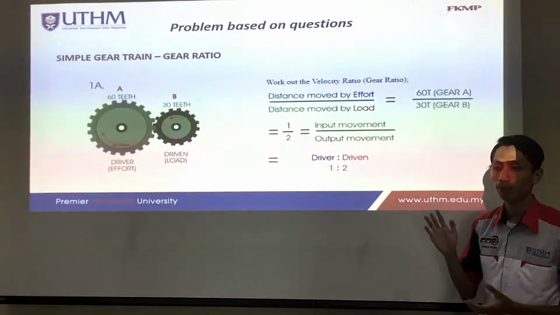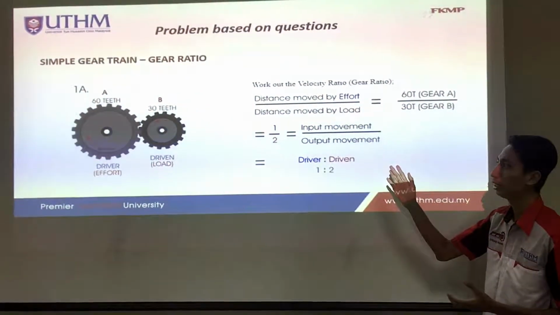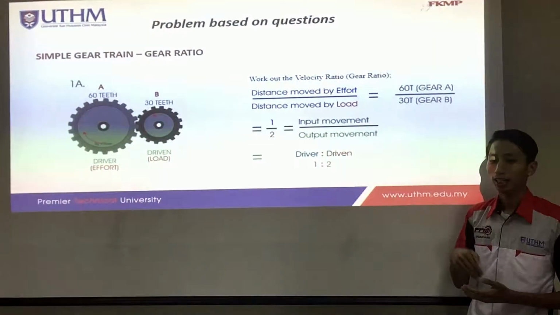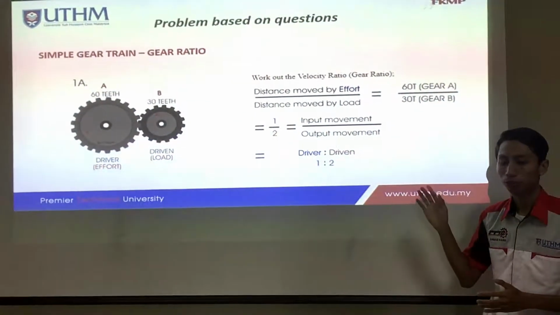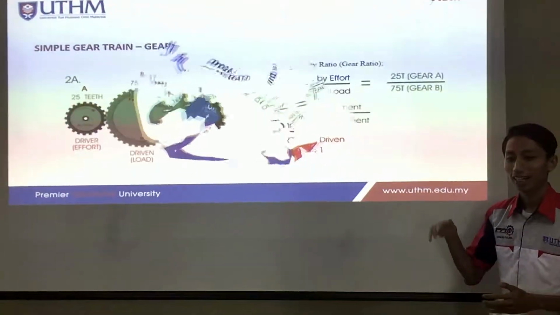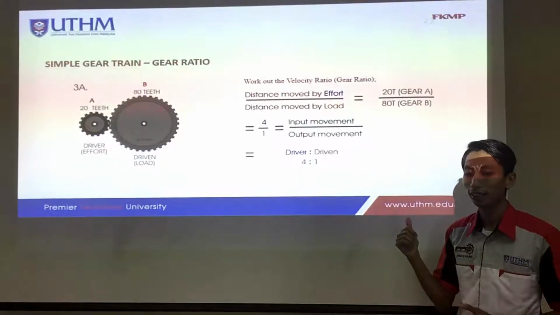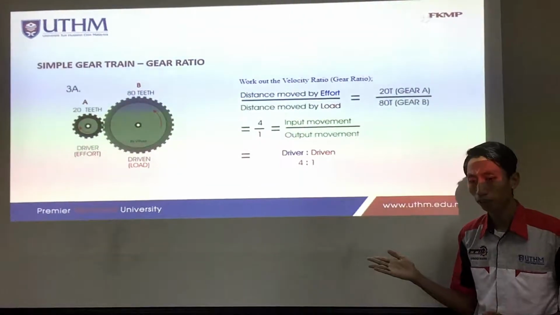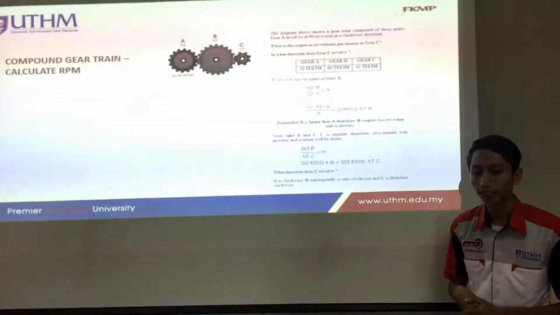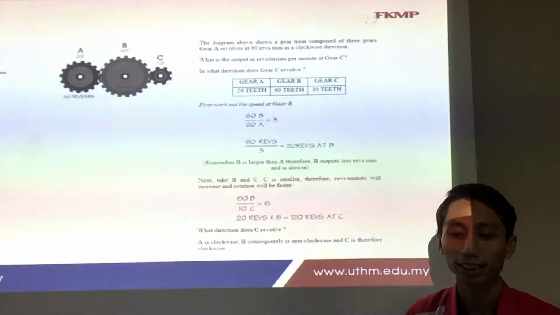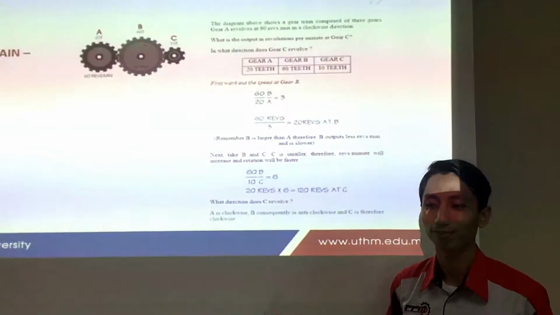So here are my problems based on these questions. This is an example of the question about the gear ratio. This is the first one, this is the second one, and this one is the last one for the gear ratio. The next ones are for the compound gear train. This is the first question, and the next one is the second question.